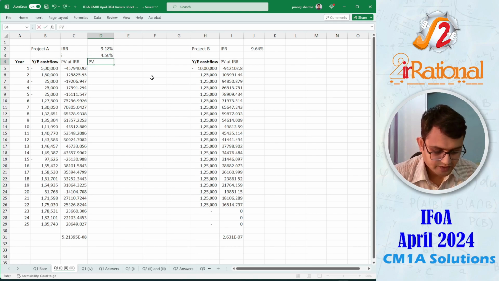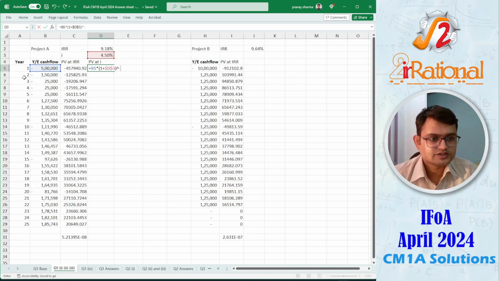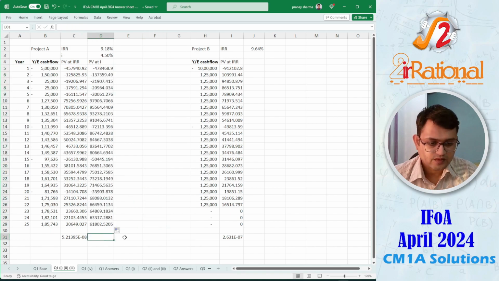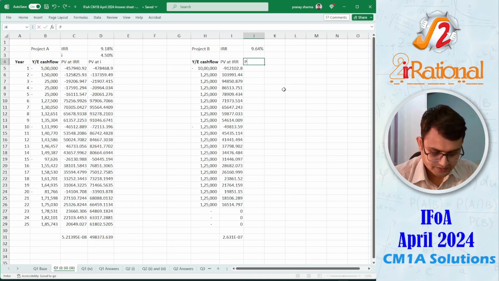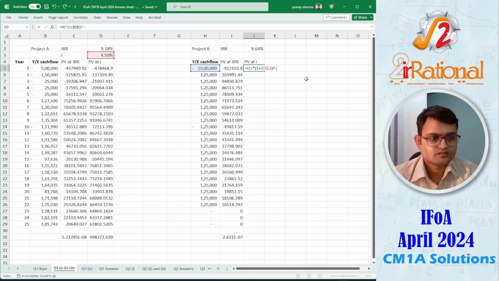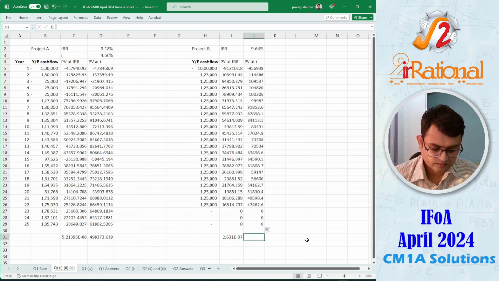So let's say present value at i. Just say the same thing, cash flow into 1 plus rate of interest, fix it, raised to minus year, and that is our NPV. Same thing I'll do here. This is the net present value for both of them.